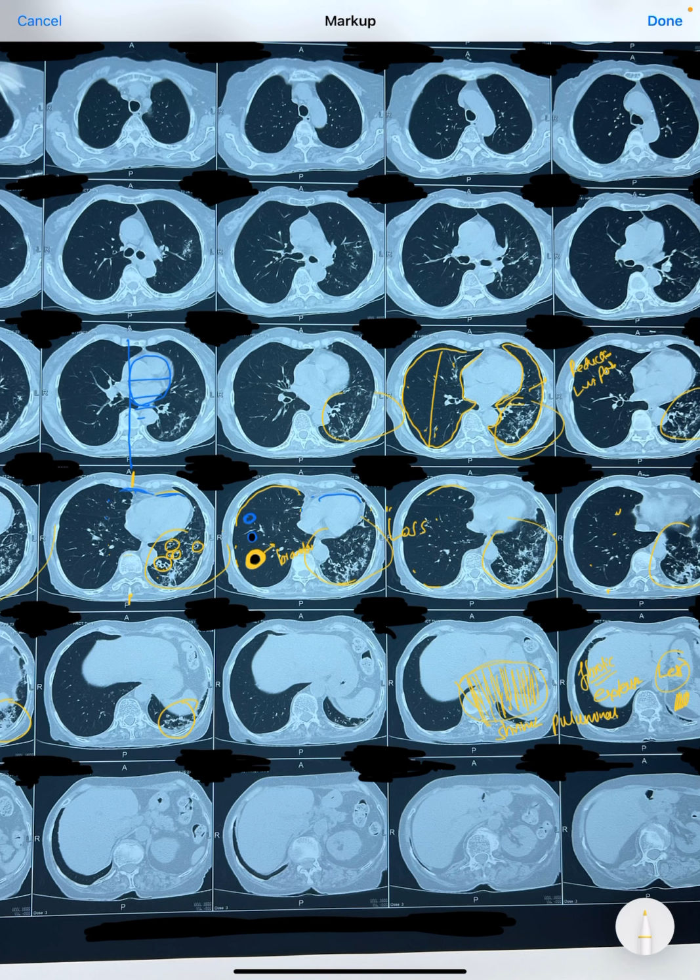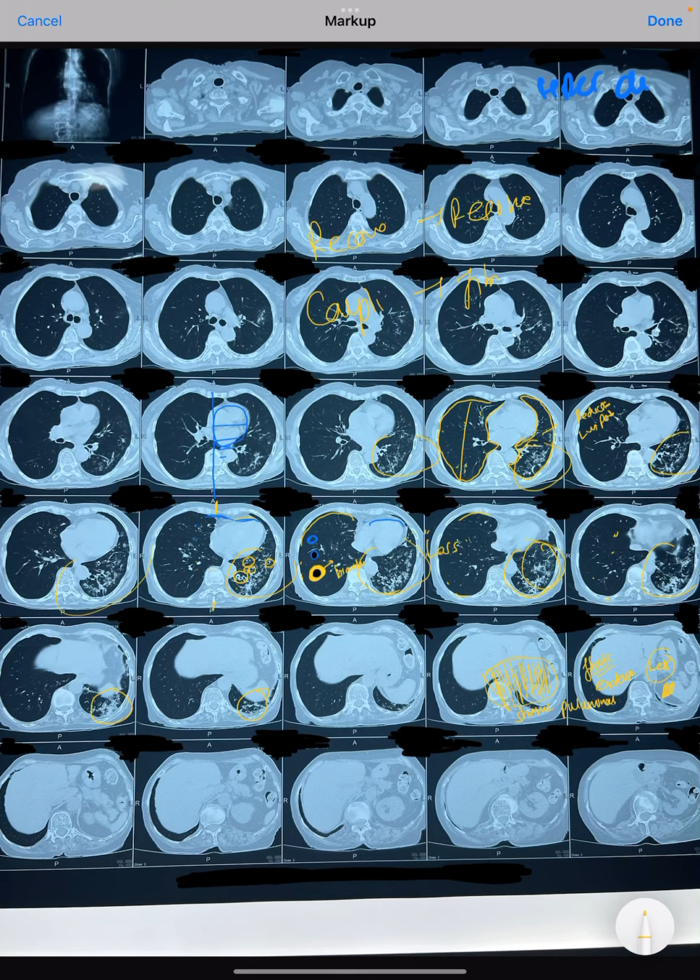It can recover completely and completely resolve, so it will not look like this. Otherwise it can get complicated and land up in fibrosis like this. So this has fibrosis, bronchiectasis, loss of lung volume, and mediastinal shift. So many typical findings are here.